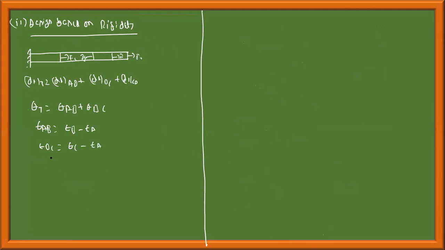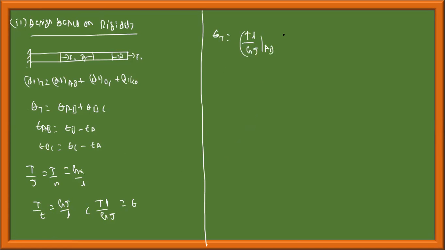Next, T by J is equal to tau by R, which is equal to G theta by L, or T by theta is equal to GJ by L. This is the design based on rigidity. Or theta total is equal to TL by GJ. So theta is TL by GJ of AB plus TL by GJ of BC.